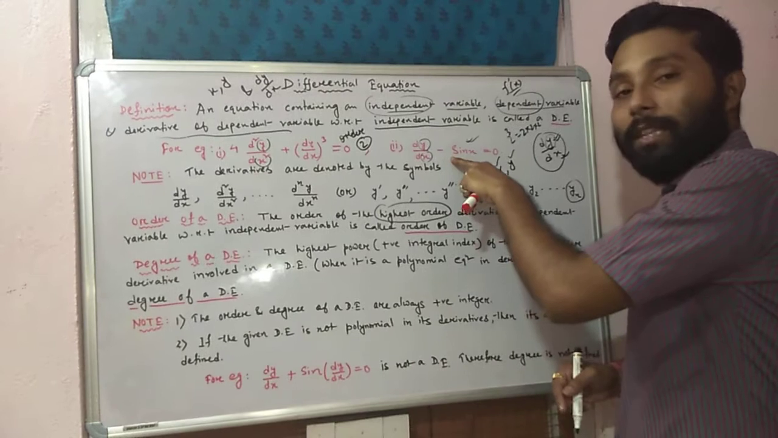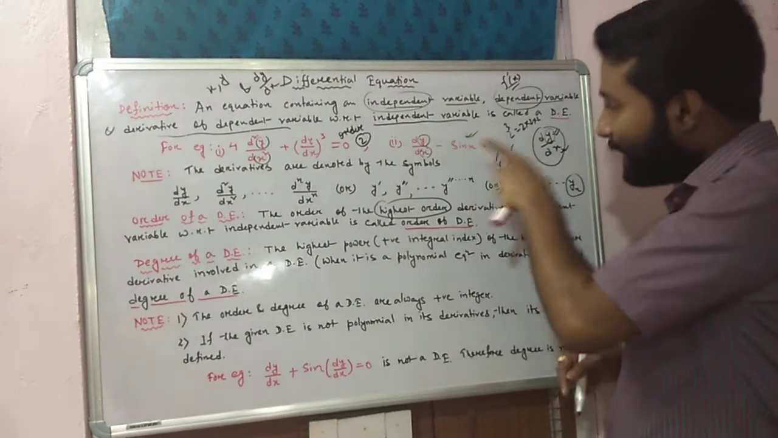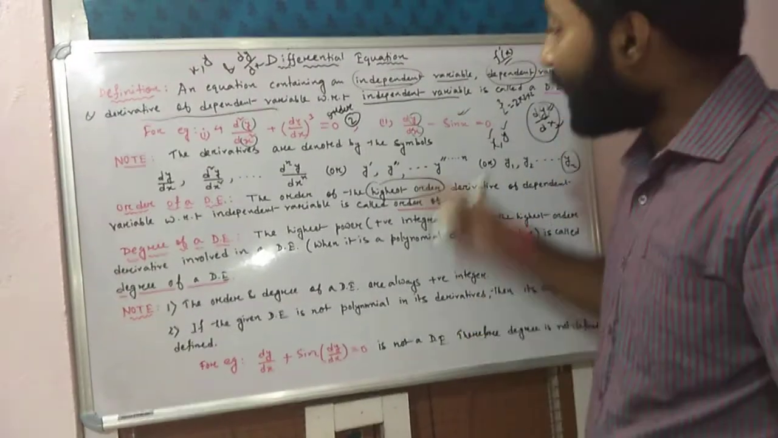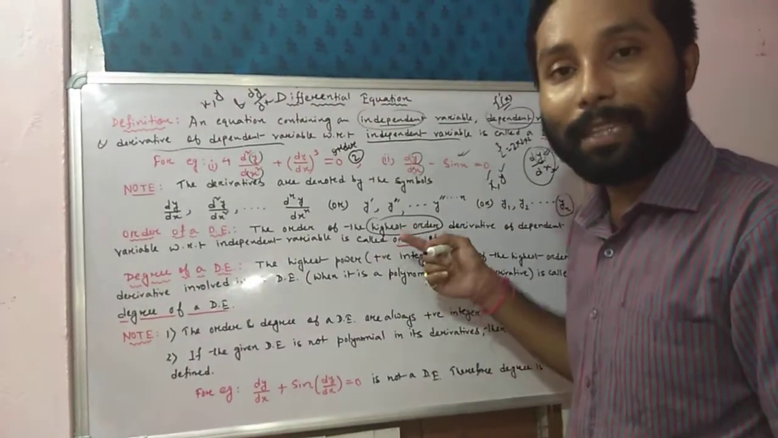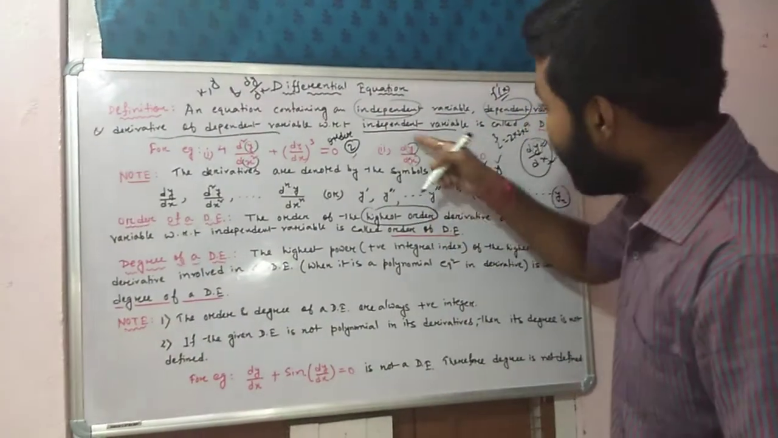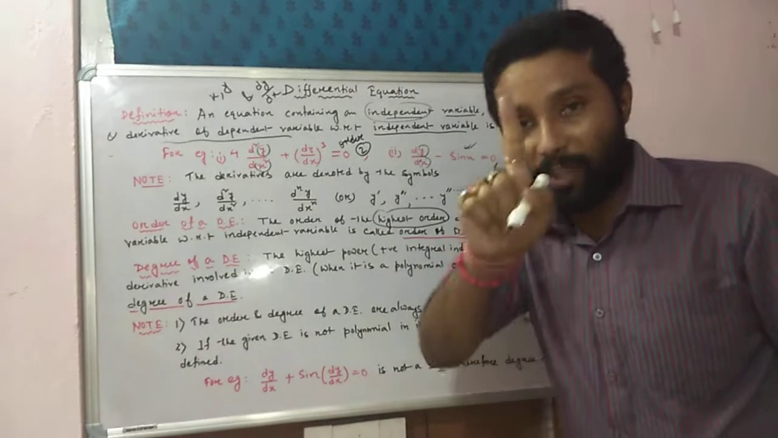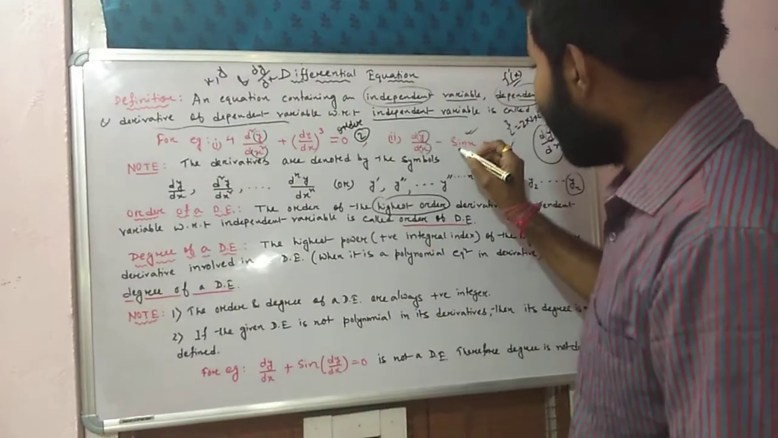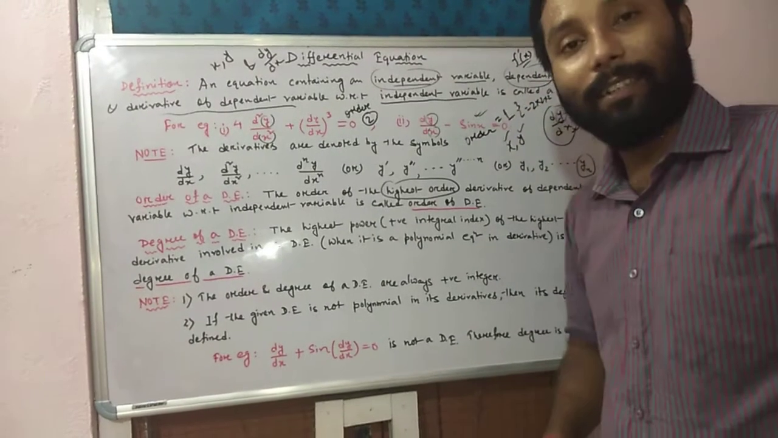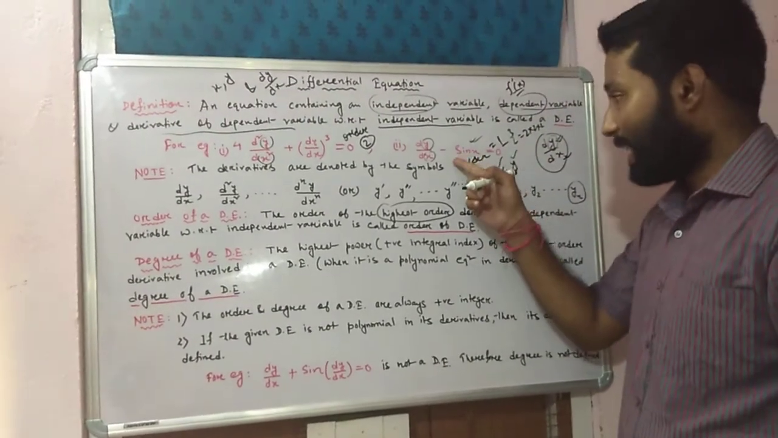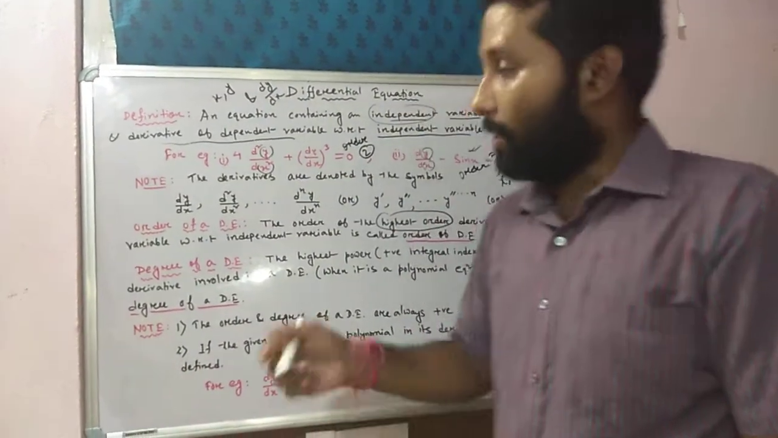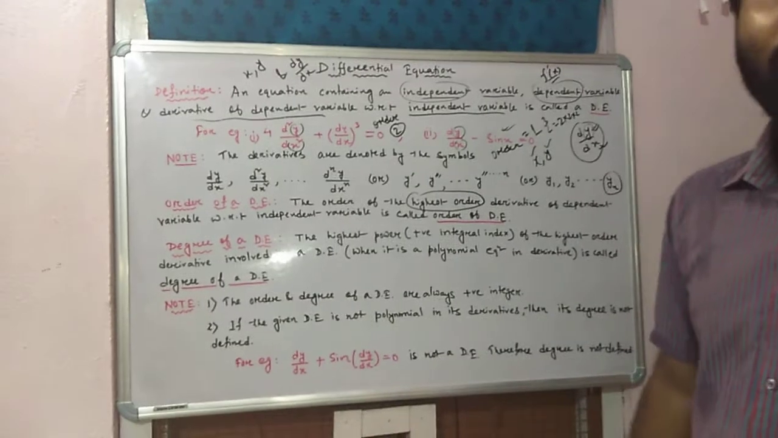In the second example it is very clear to find the order. dy by dx minus sin x equal to 0. There is only one term, dy by dx. So what does it mean? How many times has it been differentiated? The highest number of differentiation is only once. dy by dx means what? First order derivative. So in the second example we can say that the order is 1. Okay, so the order of the second question is 1, whereas the order of the first question is 2. Okay, now I will discuss the degree of a differential equation.